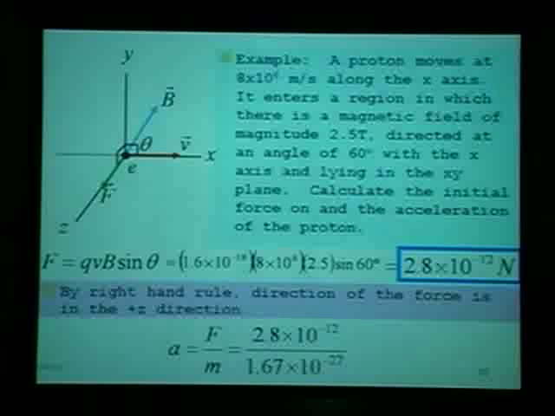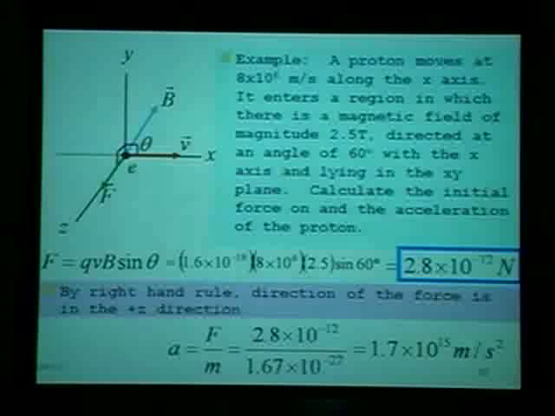Acceleration would be force divided by the mass: 2.8 times 10 to the minus 12 newtons divided by the mass of a proton, 1.67 times 10 to the minus 27 kilograms. That's 1.7 times 10 to the 15 meters per second squared, which is a pretty large acceleration.